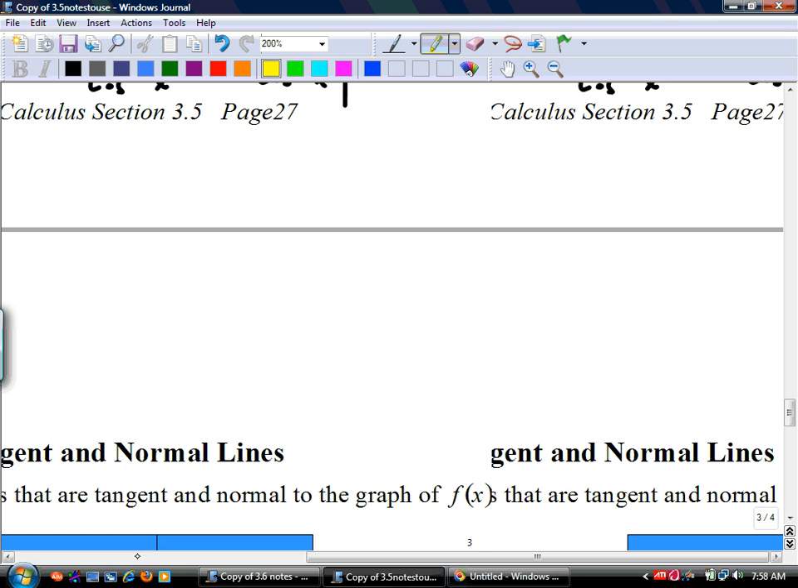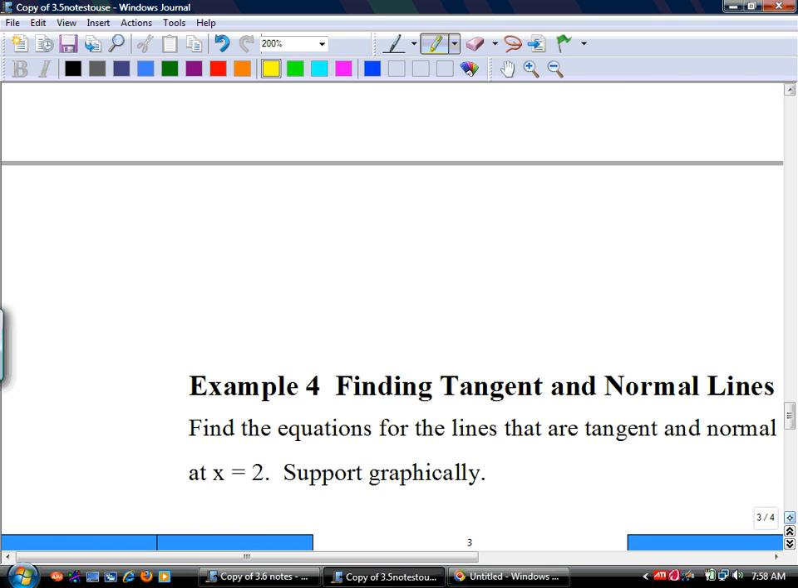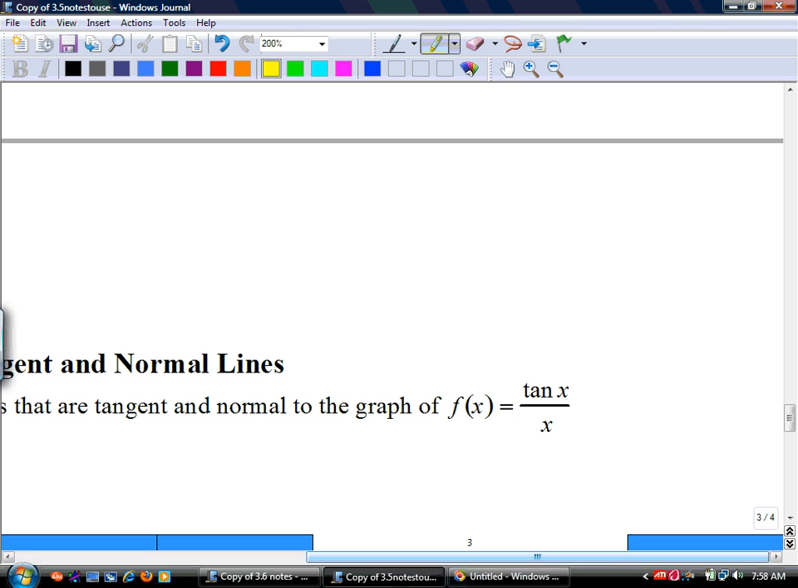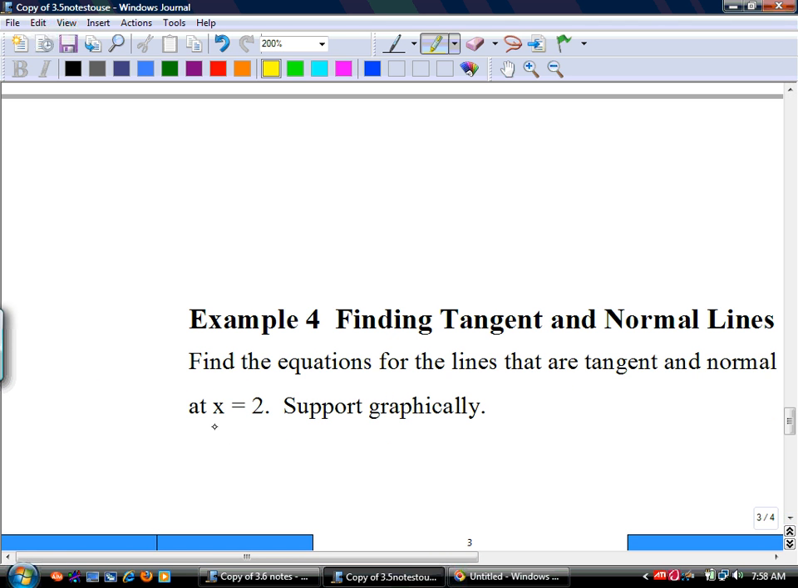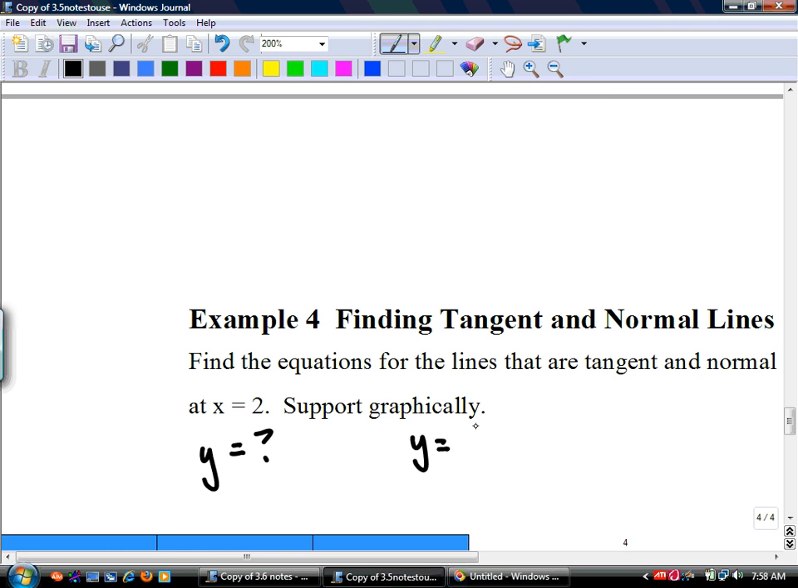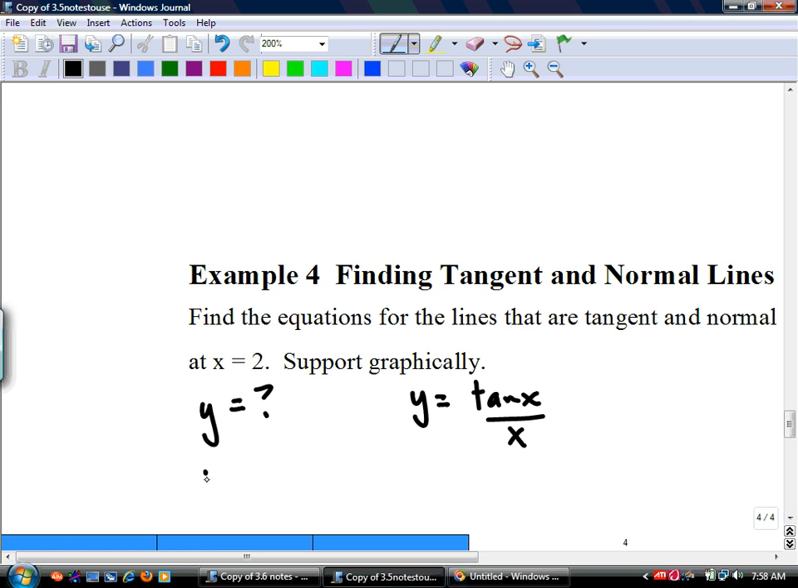Okay, tangent and normal lines. What are the lines that are tangent and normal to the graph of y equals tan x over x at x equals 2? Okay, so the first thing we need to do is, when x is 2, we need to find y. So y equals tan x over x. How am I going to find my y coordinate? Okay, type it in your calculator. You're right. Or just leave it like that if you don't want to work it out as a decimal.